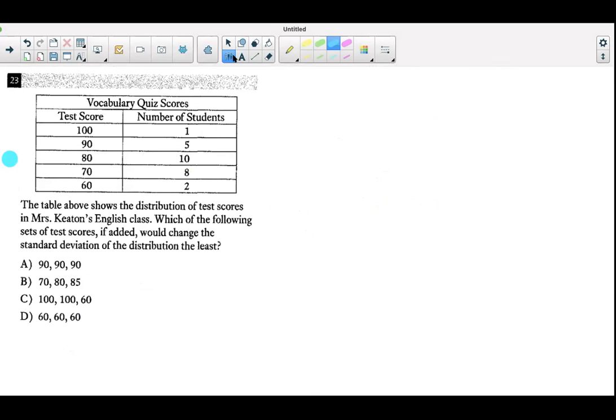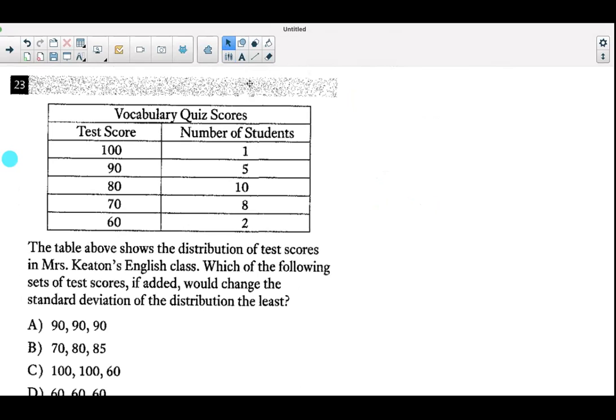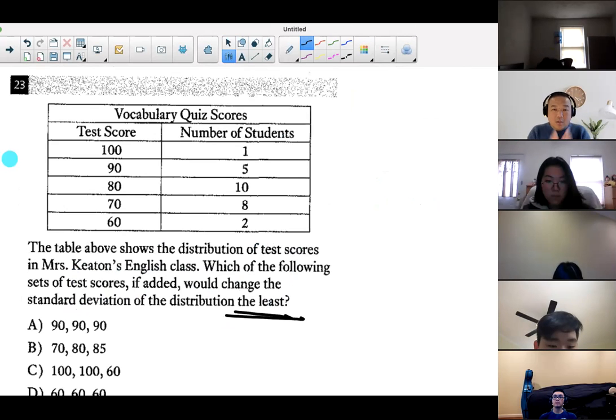All right, so here, what do I get, guys? I have some sort of table here, the distribution of the test scores in Mrs. Keaton's English class. Which of the following sets of test scores, if added, would change the standard deviation of the distribution the least? Oh, you know what, guys? I want to keep the standard deviation low.